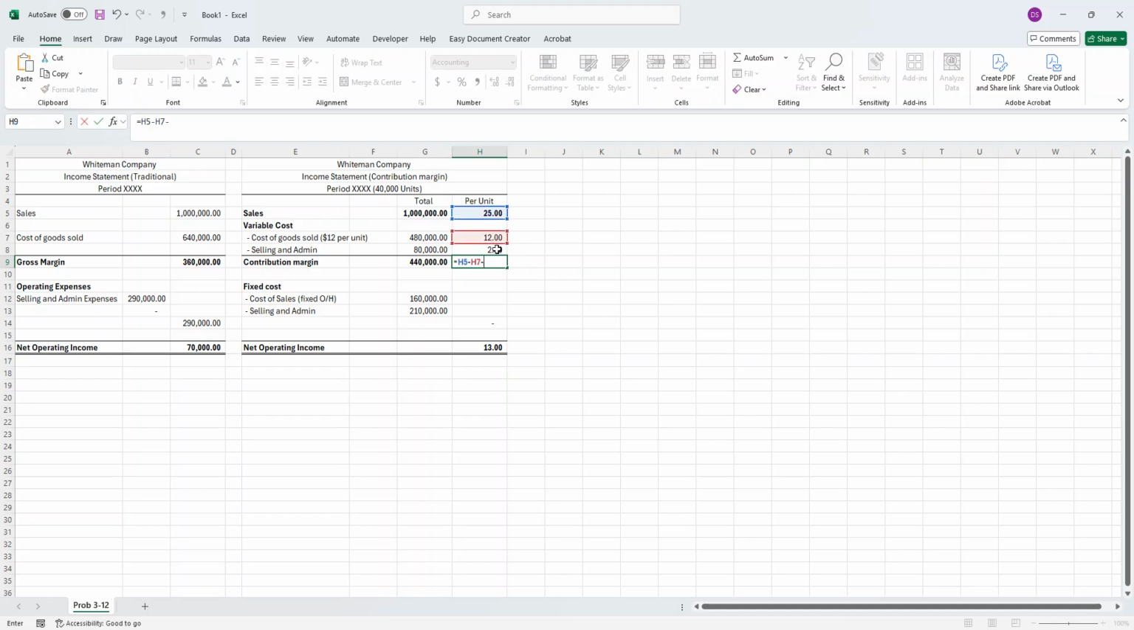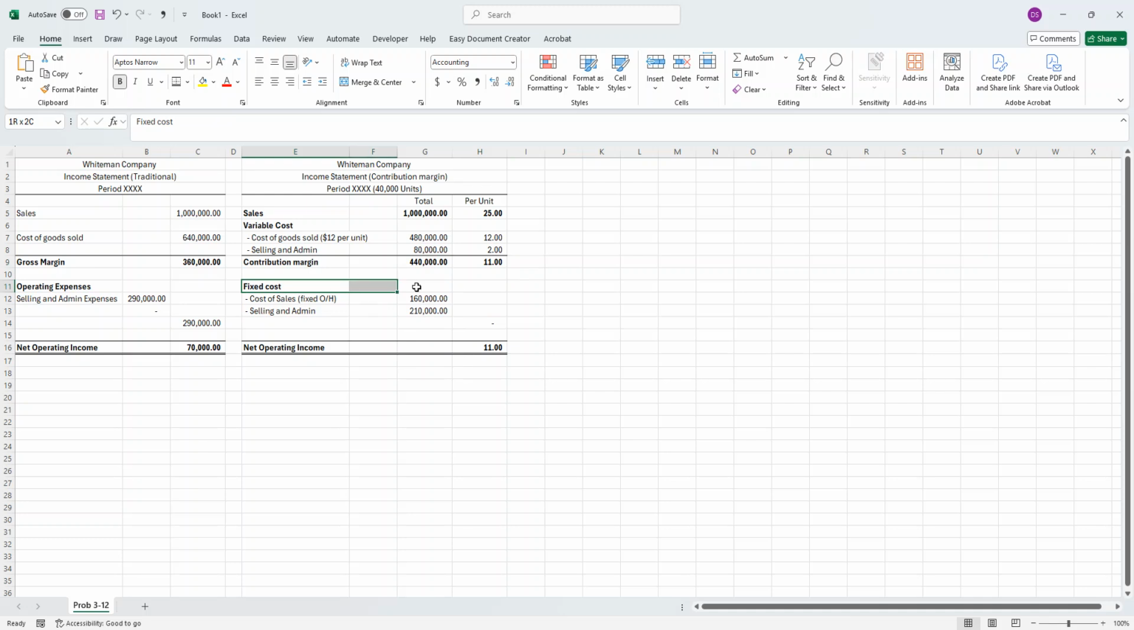So I take both of these things out. That gives me my contribution margin per unit. Now for this company, Whiteman Company, we know that the company has a contribution margin of $440,000, or we can state that the contribution margin for the company is $11 per unit. That means every time the company makes a sale, it will contribute $11 to cover the cost and also to cover your profit that will be distributed to the shareholders.